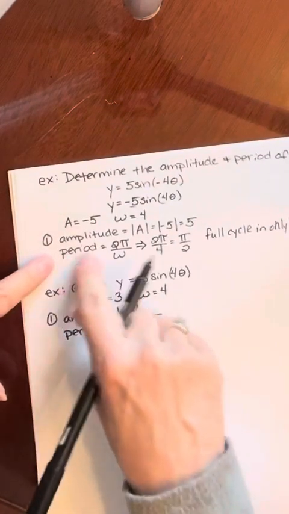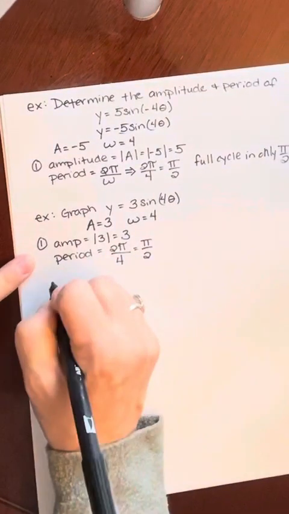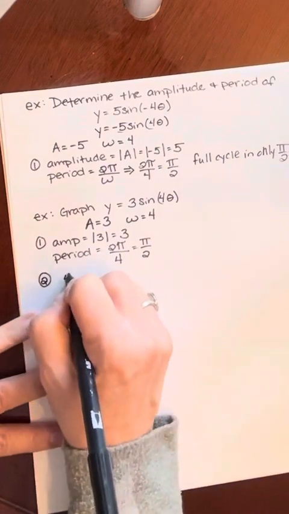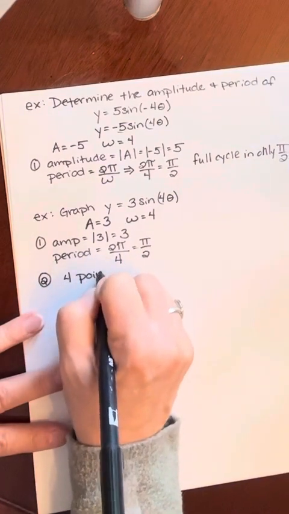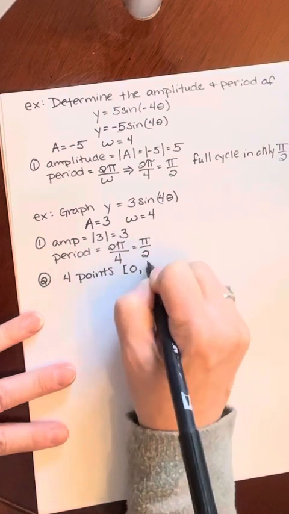Notice we had step 1 in the first one, no step 2 because we weren't graphing, but this one's going to have a step 2 because it's asking us to graph. So step 2, you need to find 4 points between 0 and pi over 2.